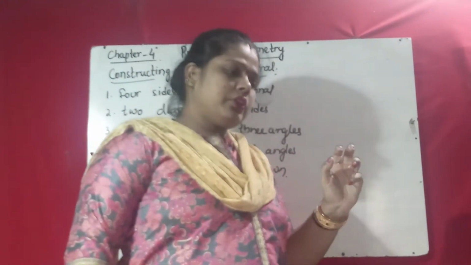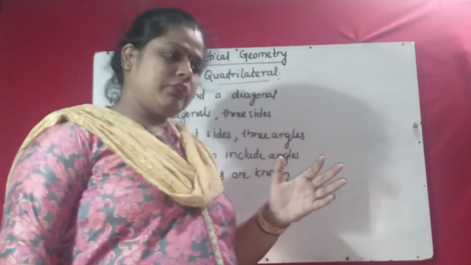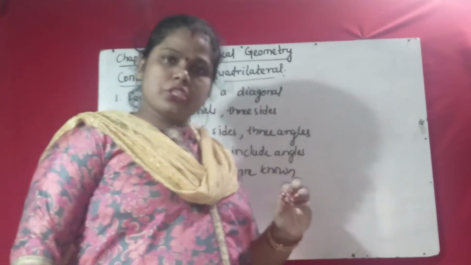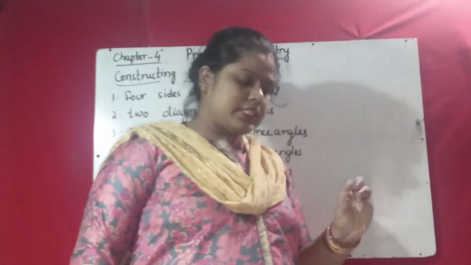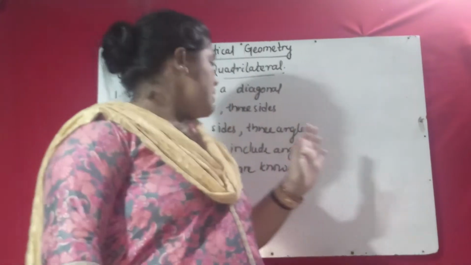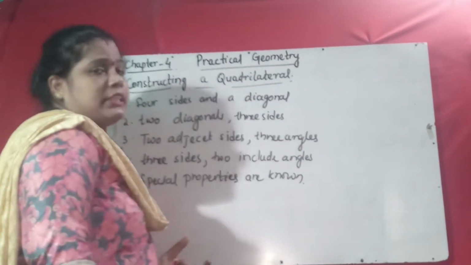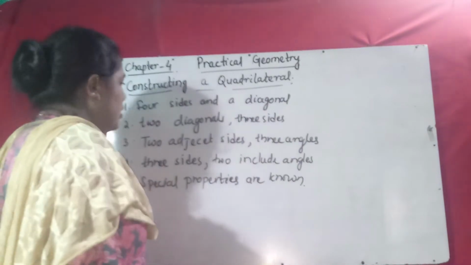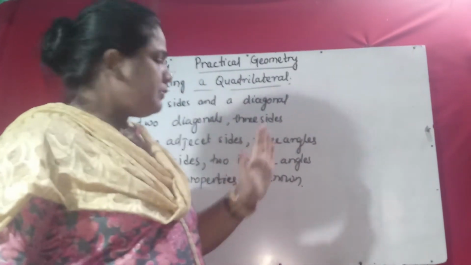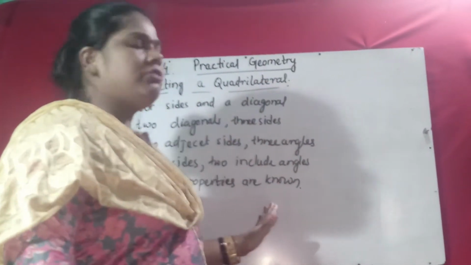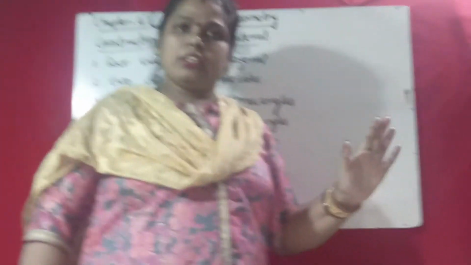So what is a quadrilateral? A polygon, a closed figure with 4 sides. A closed figure with 4 sides is called a quadrilateral. So here, to construct a quadrilateral, 5 terms and conditions are there. If these terms and conditions are given, then we can easily construct a quadrilateral.